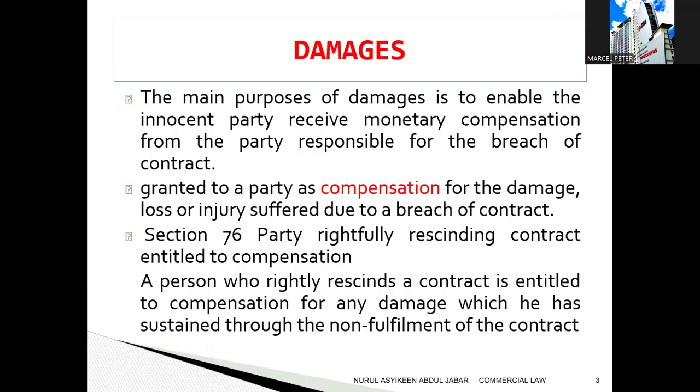So, damages are the most common remedy for breach of contract, where they provide financial compensation to the innocent party for losses suffered.